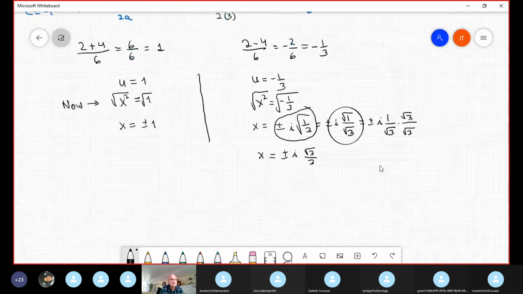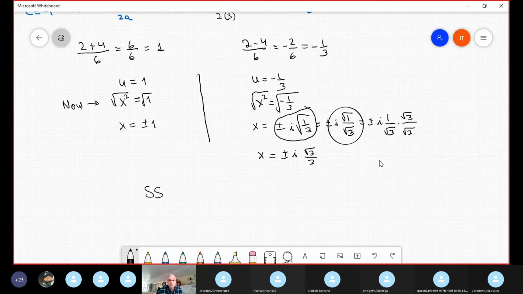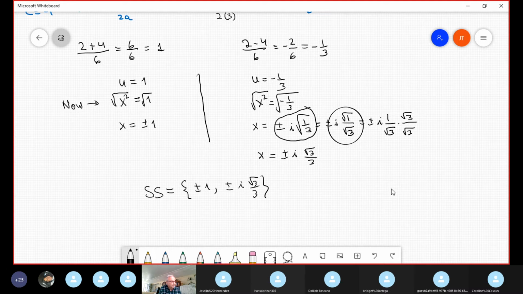Well, the final answer, the solution set, we have 4 solutions, no? It's plus or minus 1, comma, plus or minus I radical 3 over 3. Now we have 2 real solutions, plus or minus 1, and we have 2 imaginary solutions, plus or minus I radical 3 over 3. Any question?